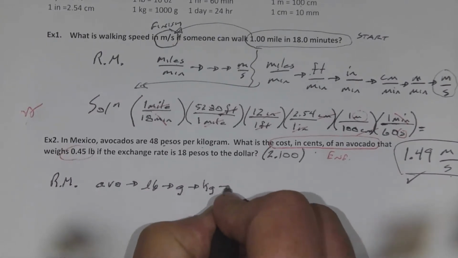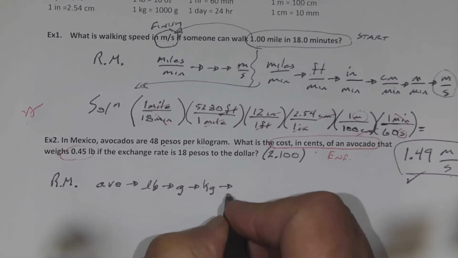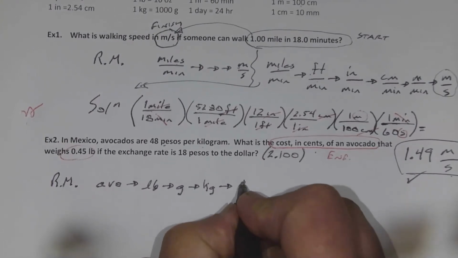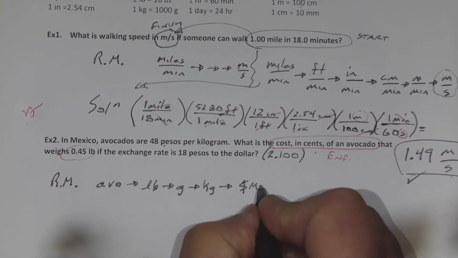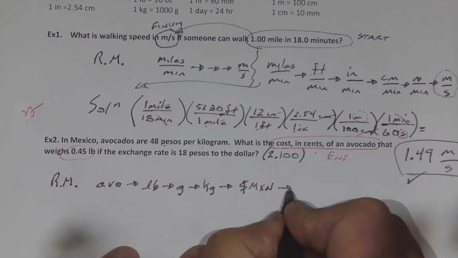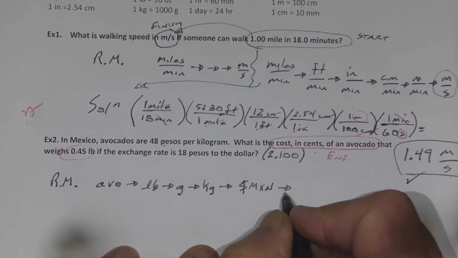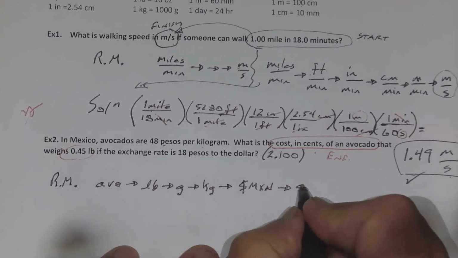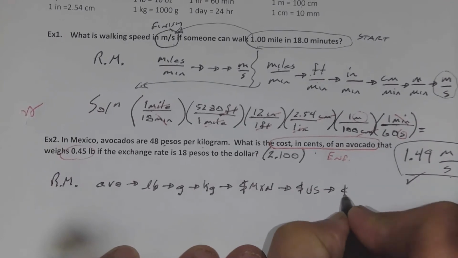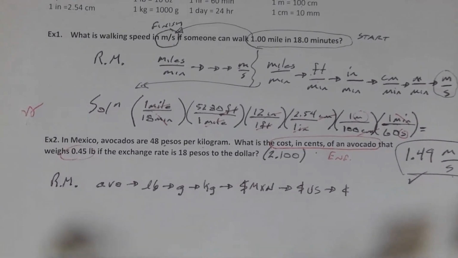All right, from kilograms, we're going to go to pesos. The symbol for a peso is dollar, or peso, I guess. But we're going to call that peso MXN, or dollar MXN. And then we're going to go to dollars US, and then cents. Okay, so usually when I do this, I cheat and I call the peso just a capital P, but apparently that's true in the Philippines, not actually in Mexico.